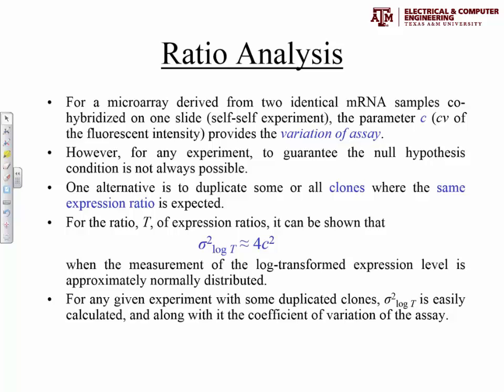So for the ratio T of expression ratios, it can be shown, so you're now taking a ratio of expression ratios, that the variance of the logarithm of that, and again, you'll probably have to look at some of the papers to see, is equal to 4 times C squared. So you can measure this quantity, and from this you can get the value of C. For any given experiment with some duplicated clones, you can easily calculate the sigma square log T, that is the variance of the log of this ratio of expression ratios. That could be calculated, and along with it the coefficient of variation of the assay could be calculated.